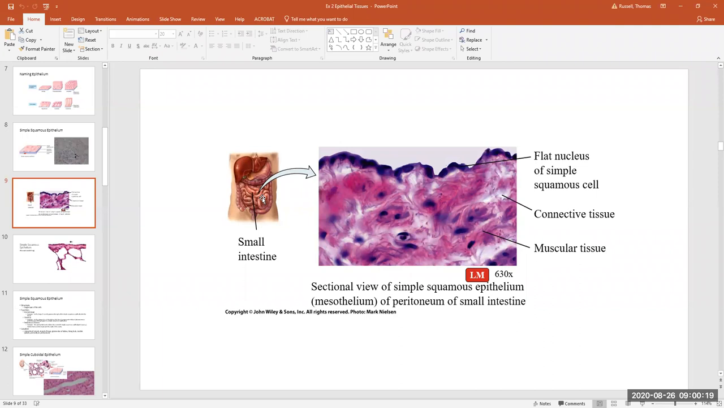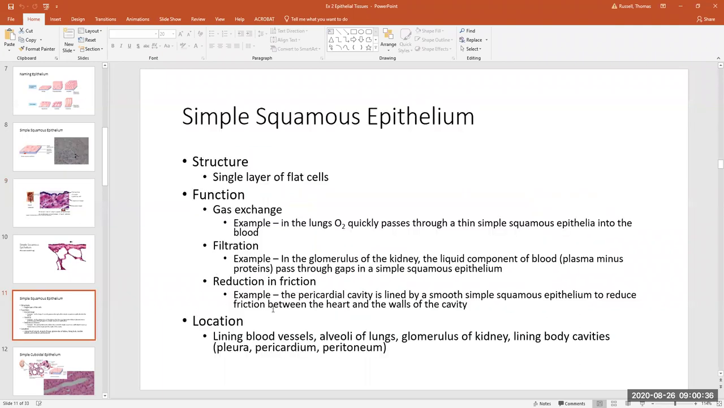So we have to lubricate them. The lubrication comes from these simple squamous tissues that lie on the outside of the organ. These mesothelial membranes secrete a slippery, lubricating fluid to the outside of them. And so a reduction in friction is an important characteristic. So we have those membranes that surround the abdominal organs. It surrounds your heart, which is called the pericardial membranes, and surrounds your lungs.